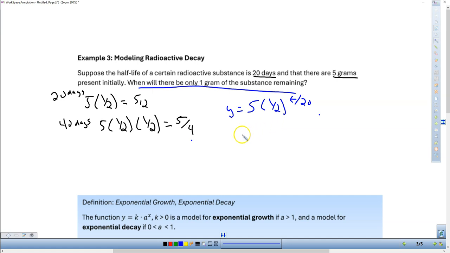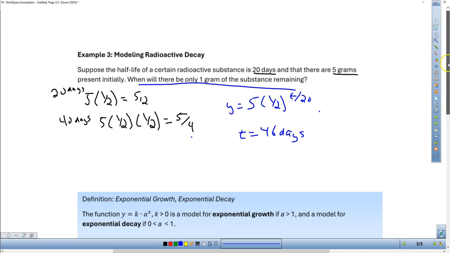So let's just go ahead and say at t equals 46 days. Again, having that graphing calculator can come in real handy to helping us find some of these different pieces.